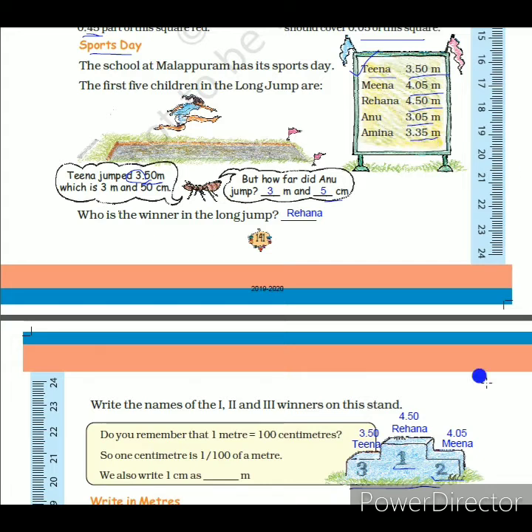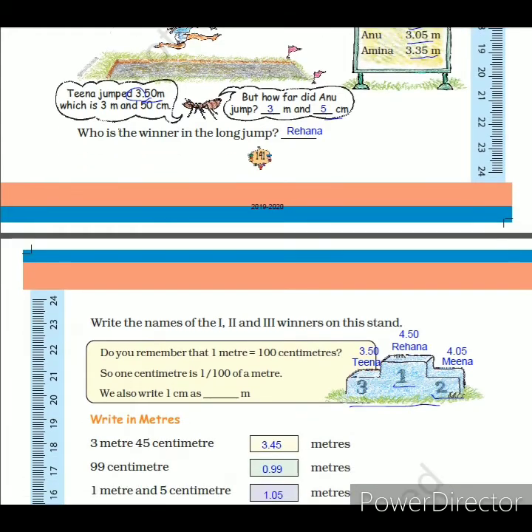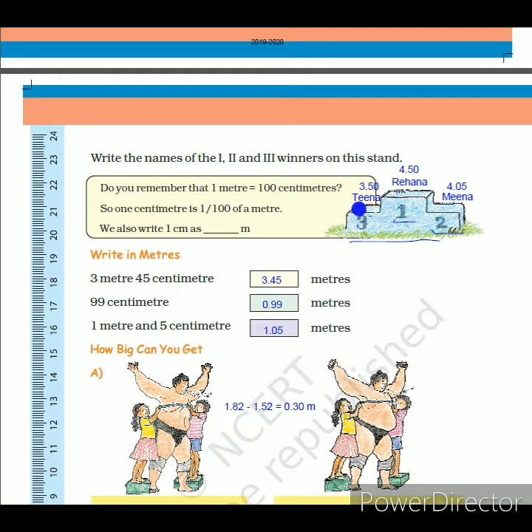So 5, 0 and 3. Which number is the greatest one? 5. So 3.50 is the next, third bigger number. So we can write Tina is the third winner of the long jump, that is 3.50. So we have completed that portion and answers. First one Rihanna, second one Meena and third one Tina.